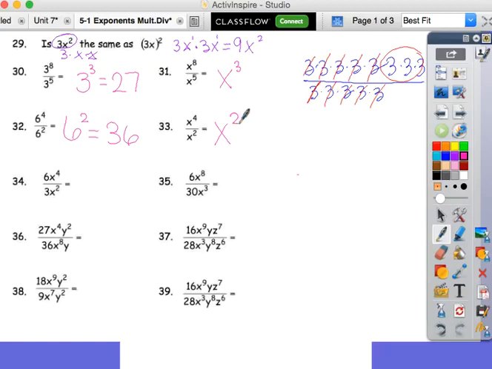Good. Okay, now, let's see what happens when we have coefficients here. Okay, so when we had coefficients with multiplication, we multiplied the coefficients first. Then we added exponents of like bases. With division, we're going to reduce or simplify the coefficients first. And then we'll subtract our exponents of like bases.